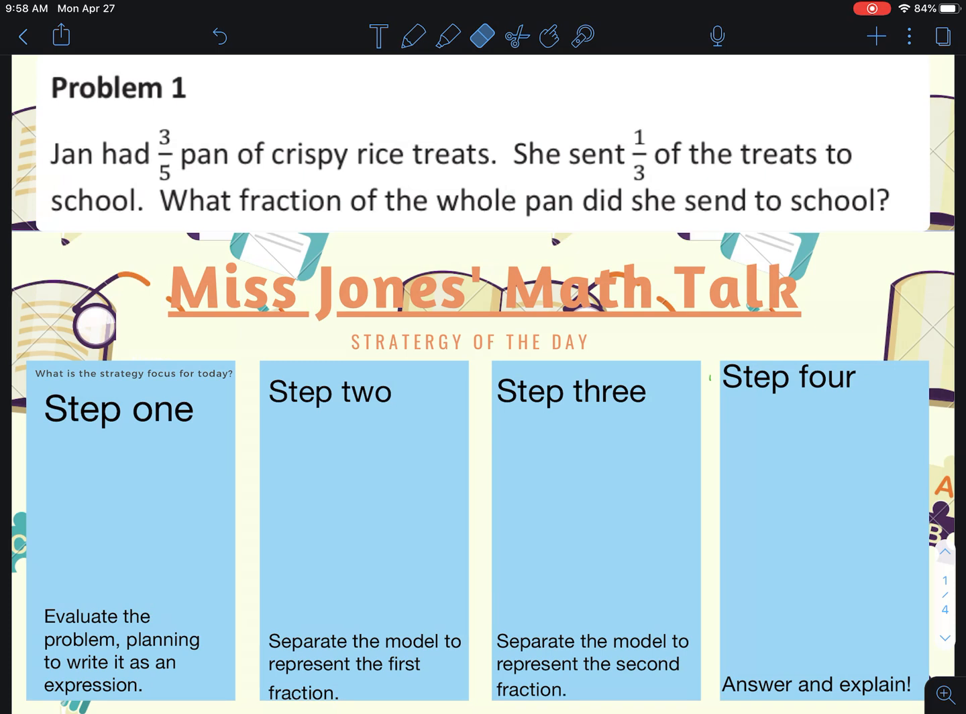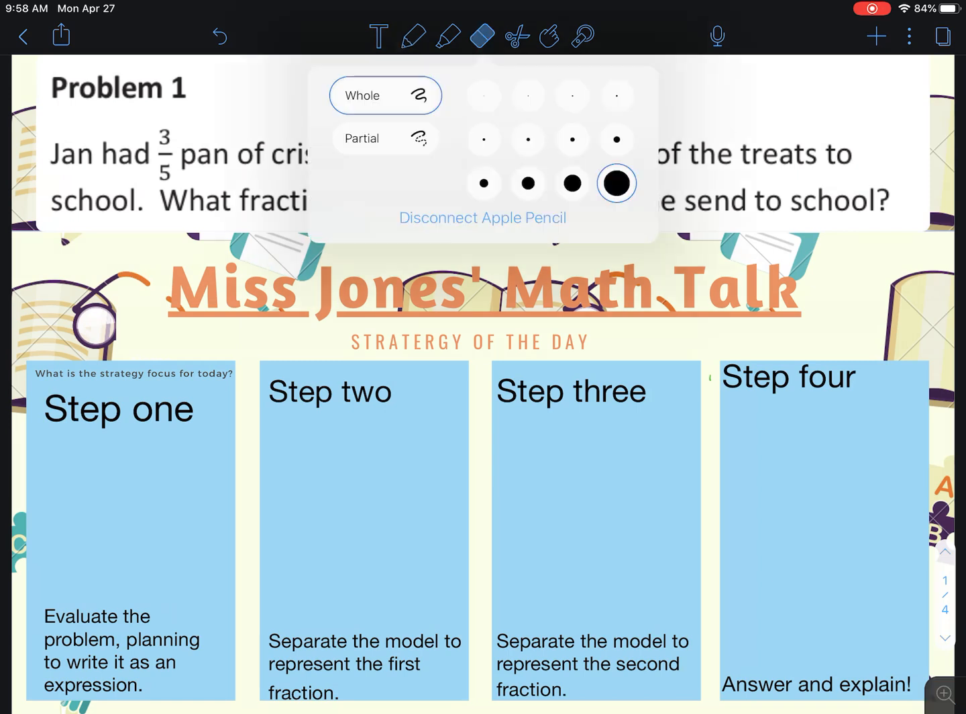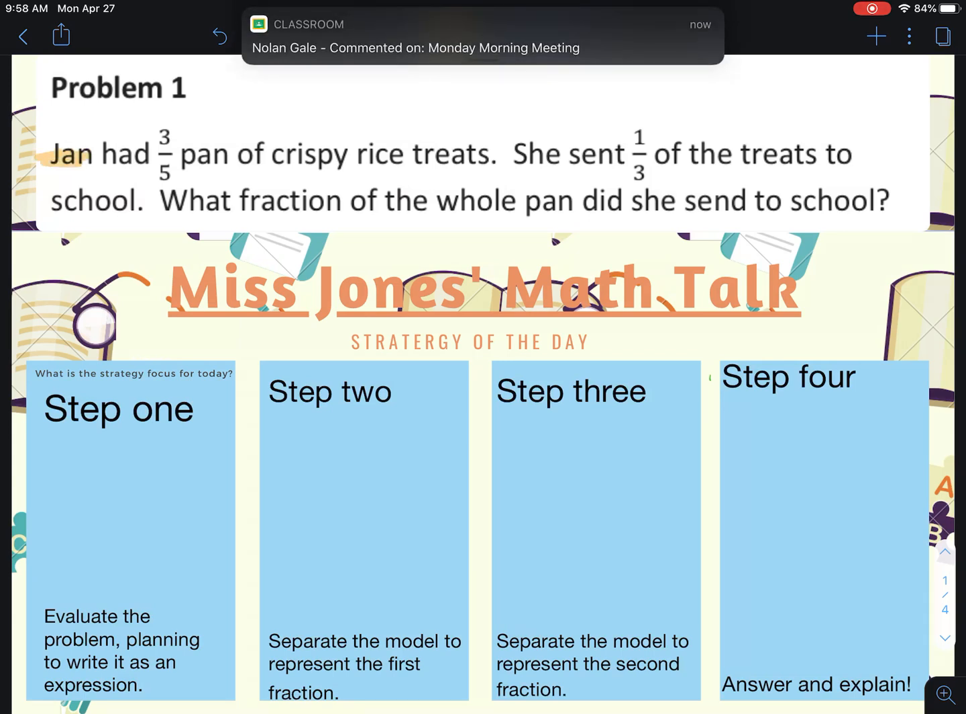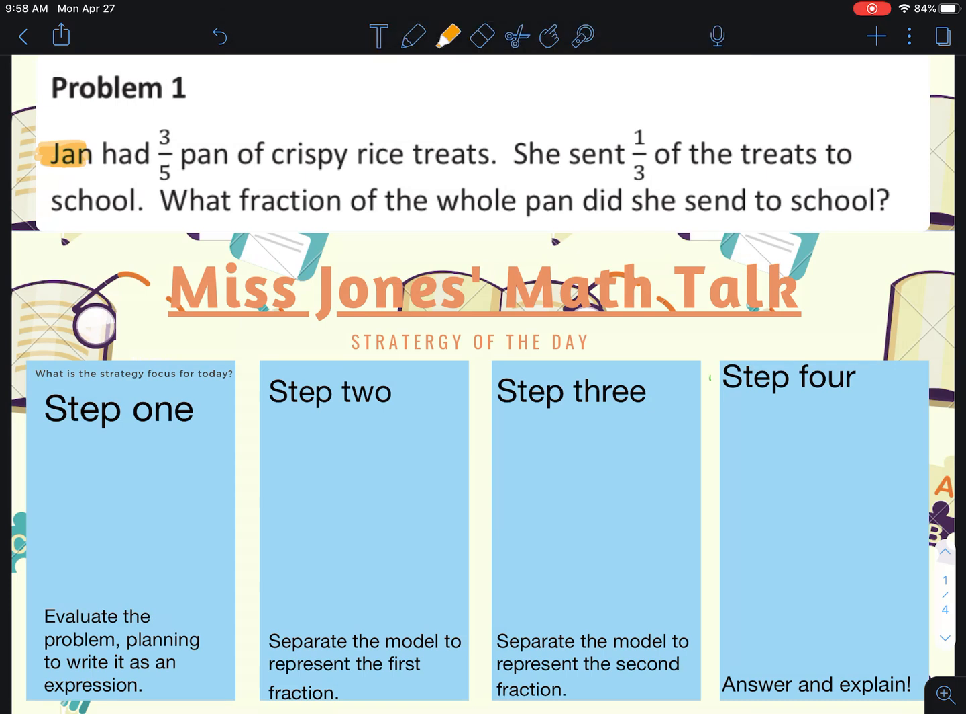All right, let's jump into the lesson now. So the first thing I'm going to do, since this is a word problem, is I'm going to use my cubes to circle, underline, box, and highlight and elaborate on important information that I see in the problem. So I know Jan is her name. Thank you, Jan. I'm going to put a box over Jan. Had 3/4 of a pan of Rice Krispie treats, or crispy rice treats. So I know 3/4 pan of. Okay, so 3/4 of the whole pan is what she has.